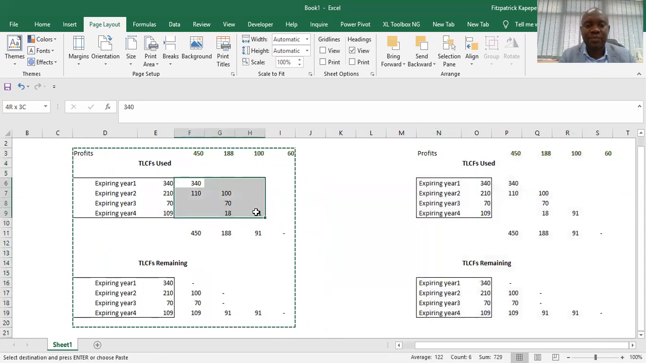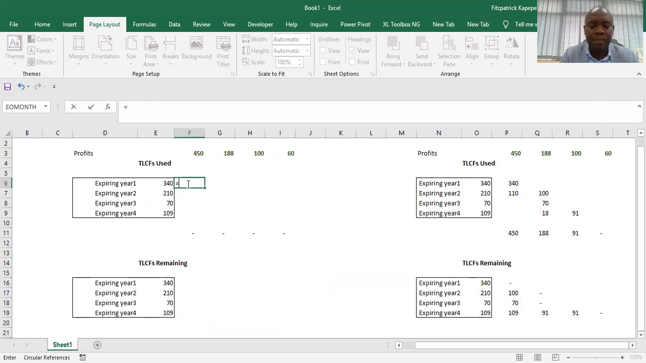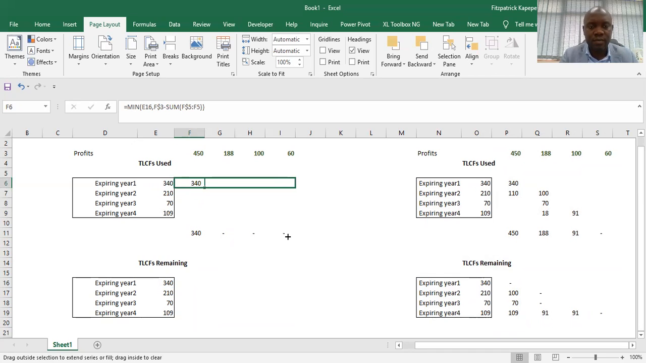Let's see how we model it. Start from here: equals MIN, the minimum of what is remaining, comma, your profits there, minus the sum of that. Lock the row, and copy.